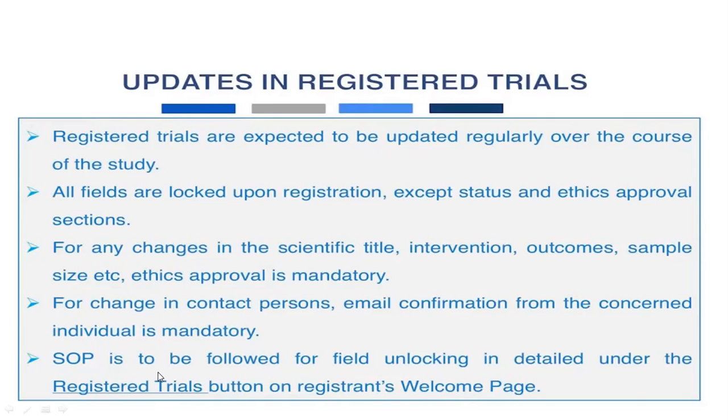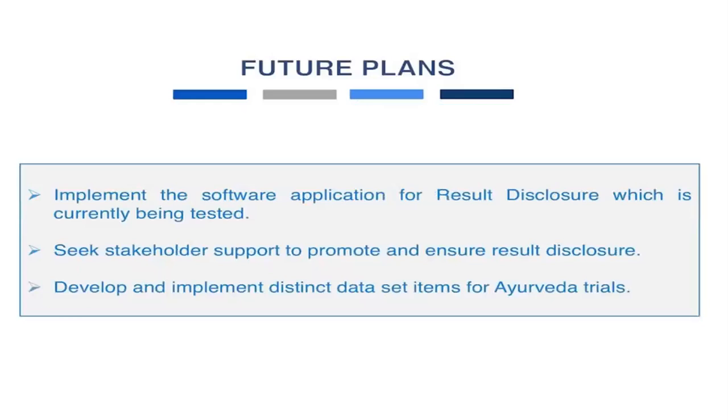The standard operating procedure, SOP, to be followed for field unlocking is detailed under the registered trial button on the registrant's welcome page. All these SOPs need to be followed. Presently the CTRI portal has certain limitations, and these can be overcome in the future. In future they plan to implement a software application for result disclosure, which is currently being tested in beta version. In the coming days, you will find this application on the CTRI.